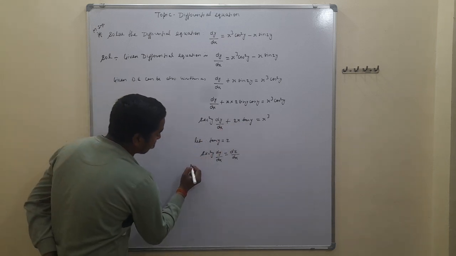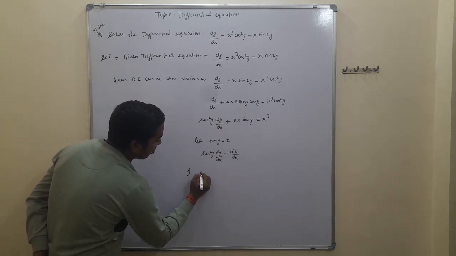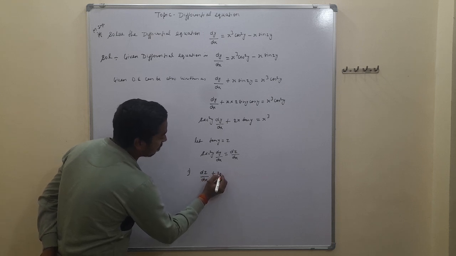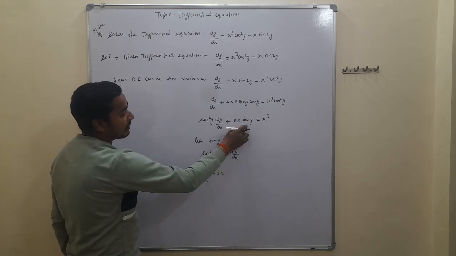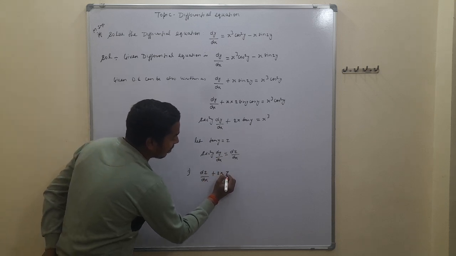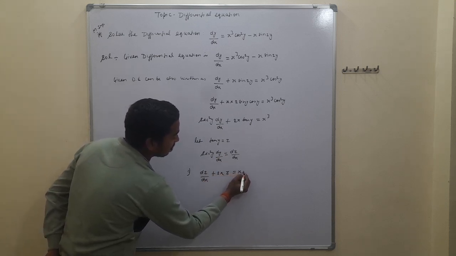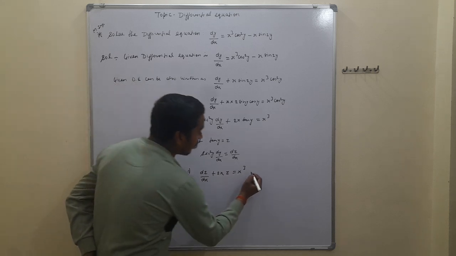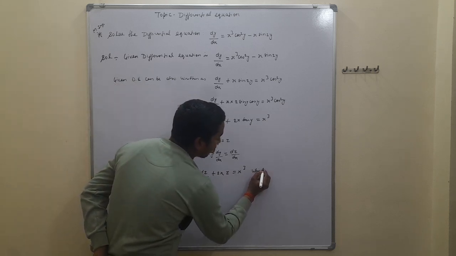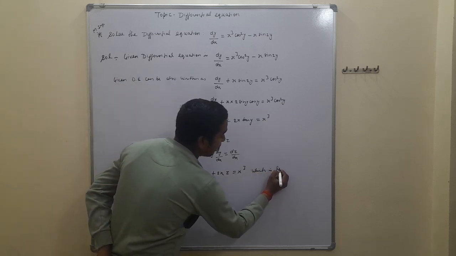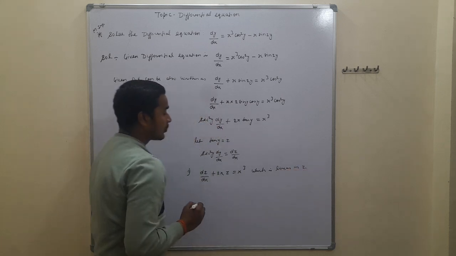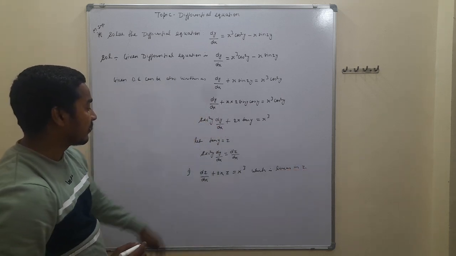The equation becomes dz upon dx plus 2x, and here we have to let tan y is z. This is z is equal to x cube, and this differential equation is linear in z.